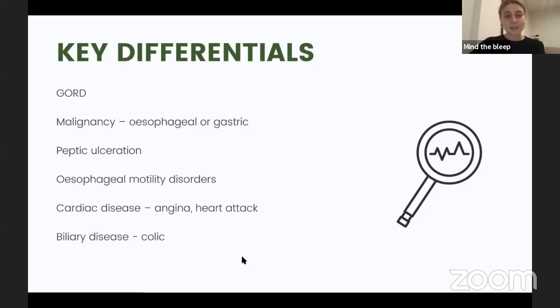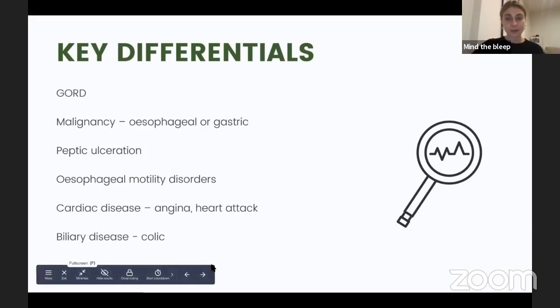But then very important differentials, and I'm really glad that you have mentioned that, are diseases that are not affecting the upper gastrointestinal tract. So cardiac disease, very important differential, because we don't want to miss a heart attack in a patient that might have a reflux on top of that, or the pain is just very similar to reflux. And biliary disease, so biliary colic, the intermittent episodes of biliary colic can be very similar to flare-ups of gastrointestinal reflux disease.